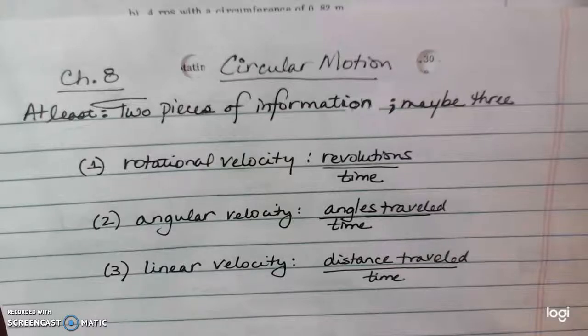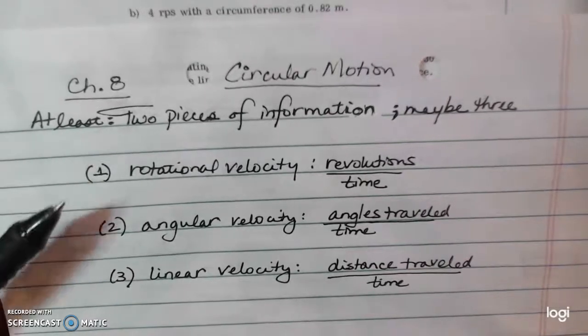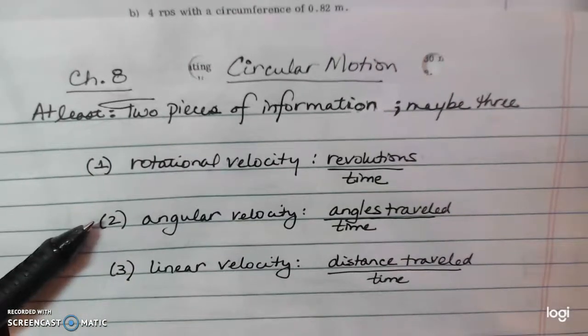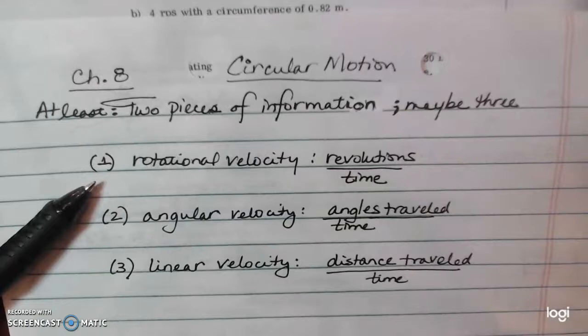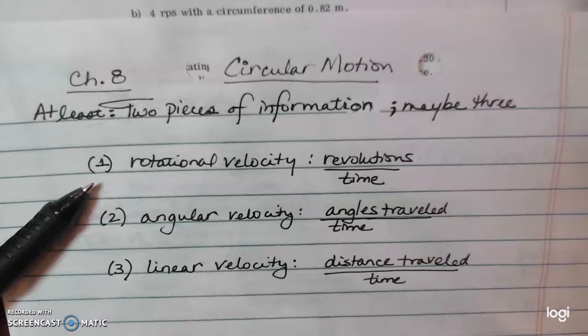Welcome, Math 116, to the completion of the Chapter 8 lecture on circular motion. So just for a little bit of an overview, you need at least two pieces of information, sometimes you'll be given three, to calculate rotational velocity. That's revolutions as a function of time, so revs over time. For example, RPM, revolutions per minute.